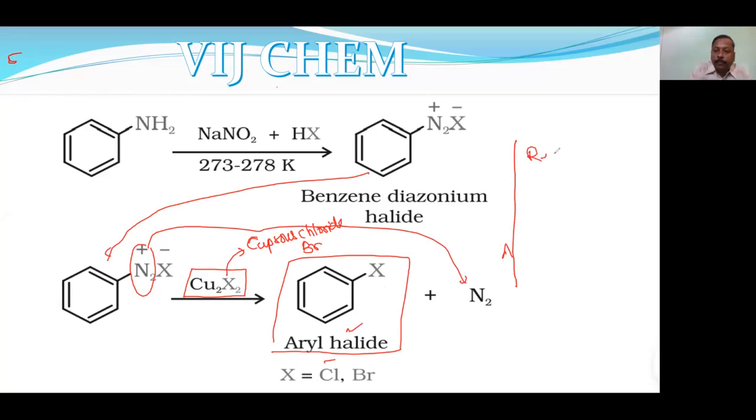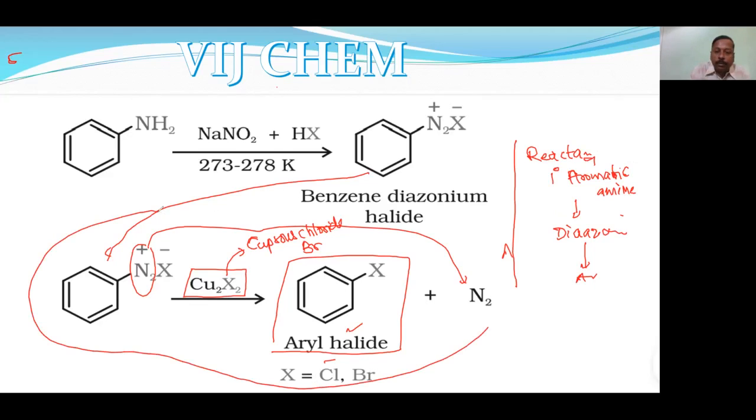What is the reactant? First reactant is a simple aromatic primary amine. 1 degree aromatic amine. Actually this is used for producing diazonium salt. That 1 degree aromatic amine will be further converted into diazonium salt. Then it will be converted into aryl halide. So if you are not remembering, at least you have to remember this part. This is the main equation. So this is the Sandmeyer reaction.